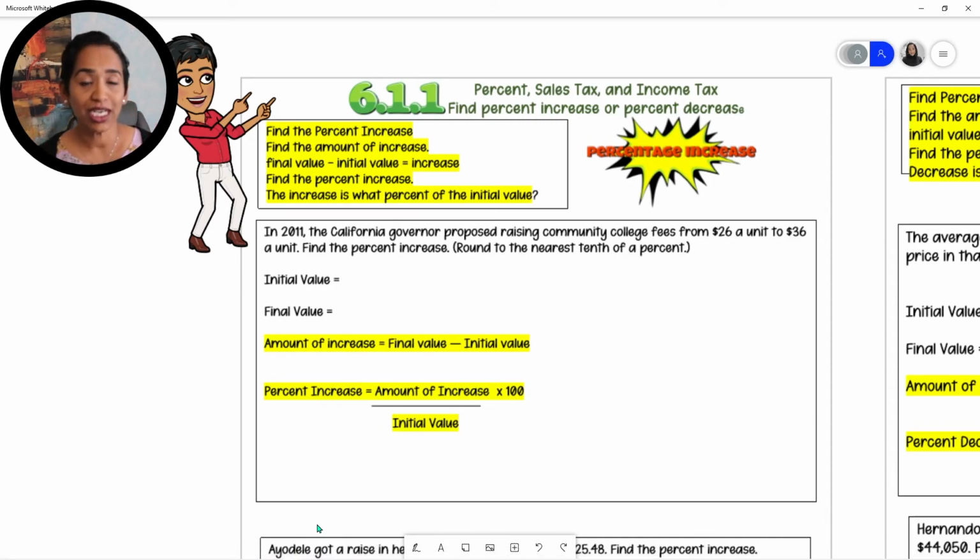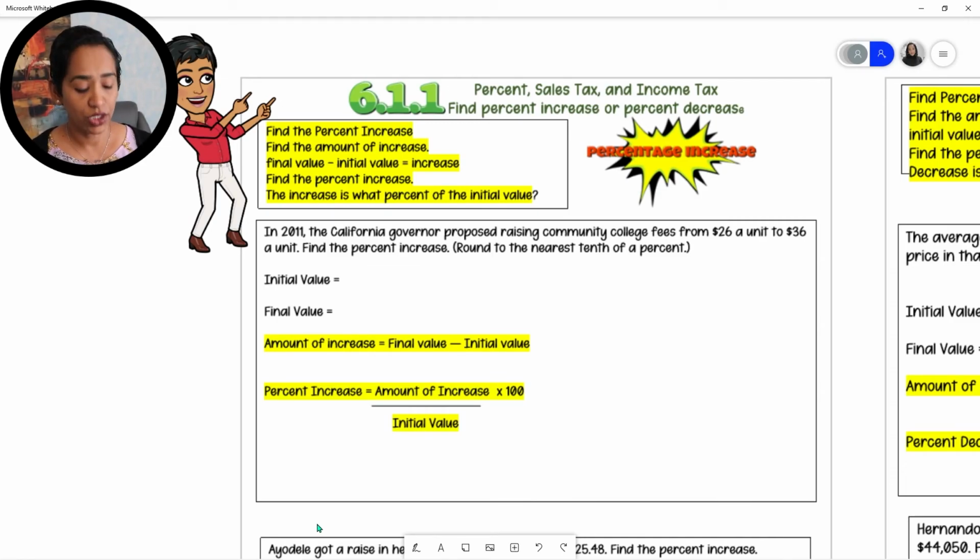There are two steps to find your percentage increase. Your first step is to calculate the amount. The next step is to calculate the percentage. But as we go deeper into the topic, I will convert that into one step using your class calc. So let's take a look at the first problem here.